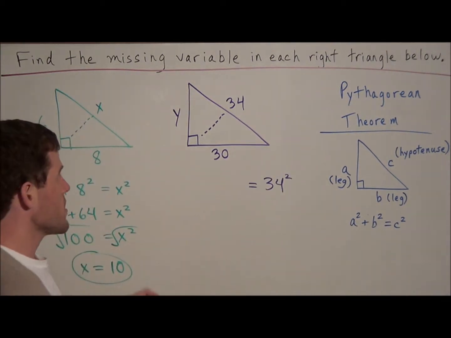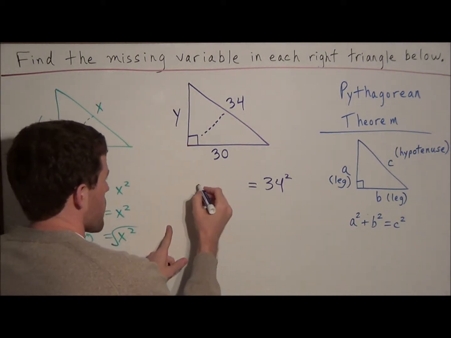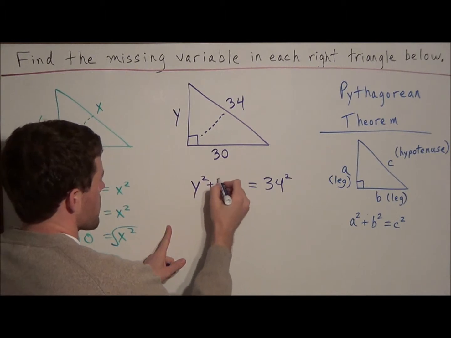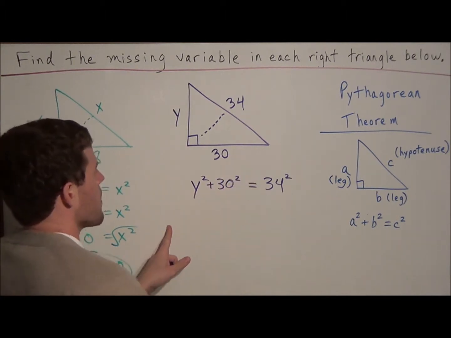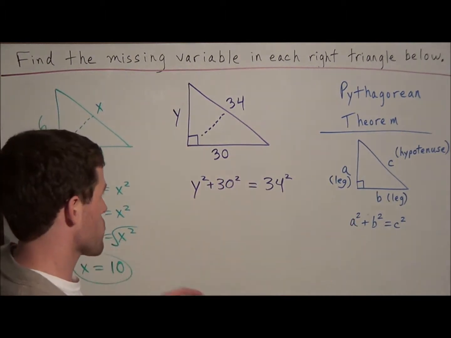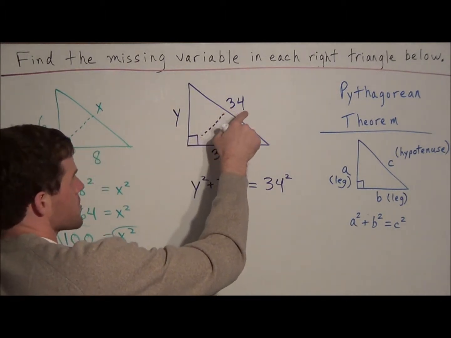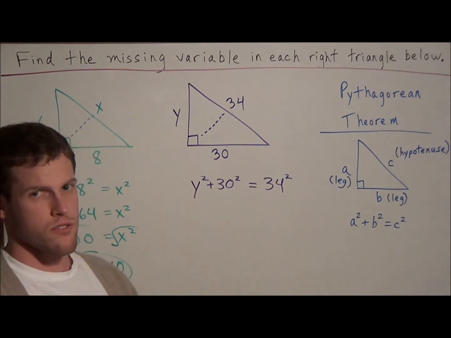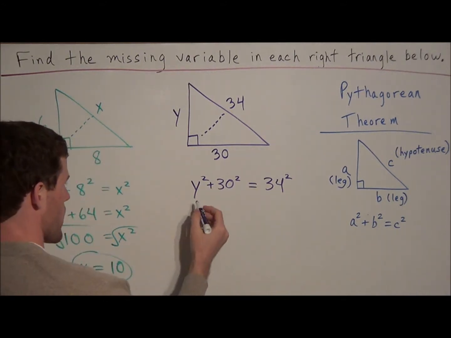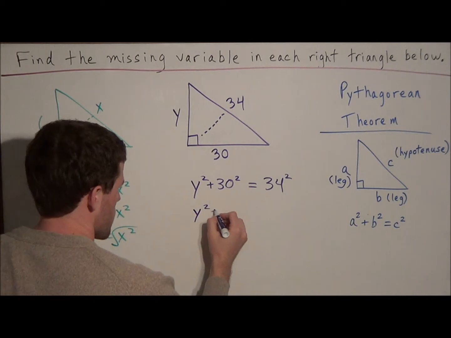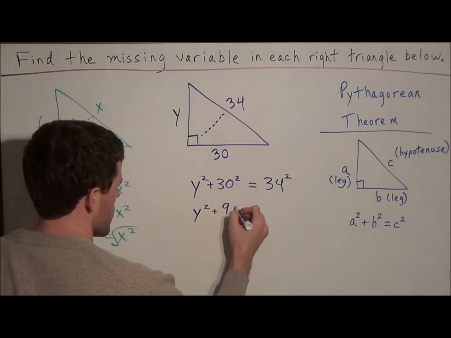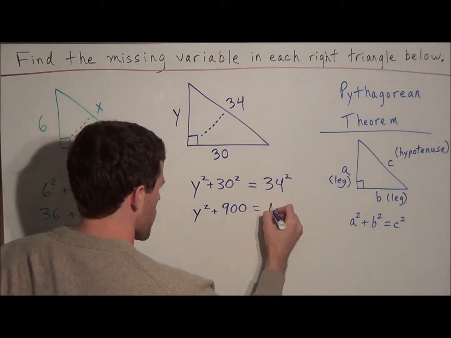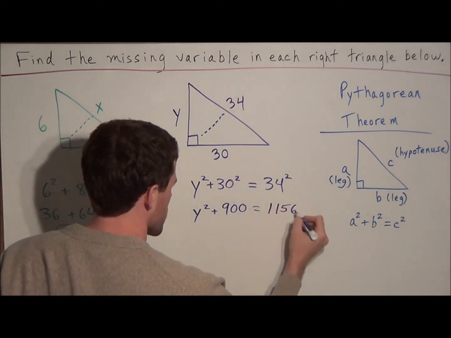On the left hand side you're going to have y squared, our unknown variable, plus 30 squared, and this is set equal to 34 squared. So remember, draw the dotted line to identify your hypotenuse, and make sure your hypotenuse is on the right hand side, and you'll use this theorem correctly. Now we have y squared plus 30 times 30 is 900 equals 34 times 34 is 1156.